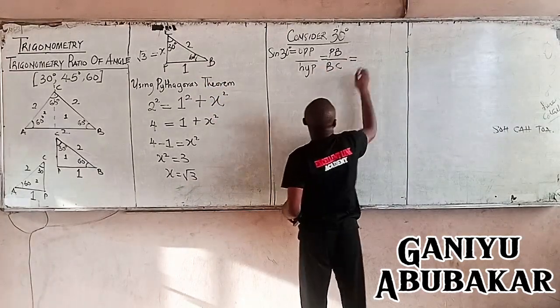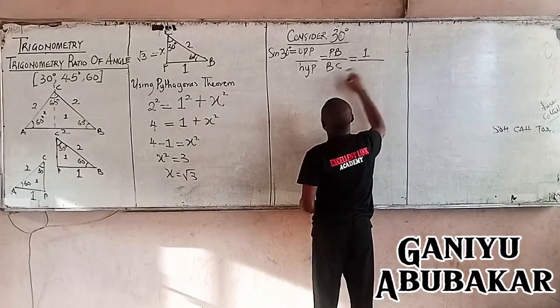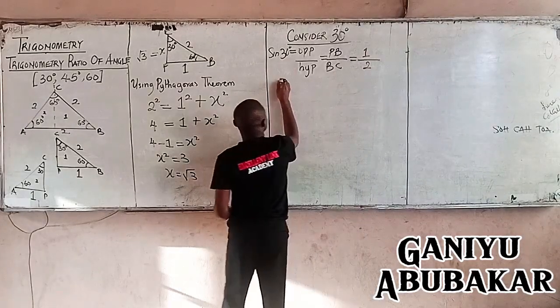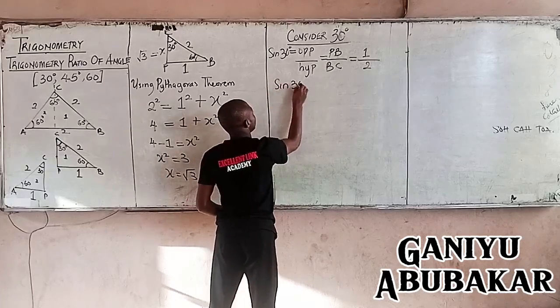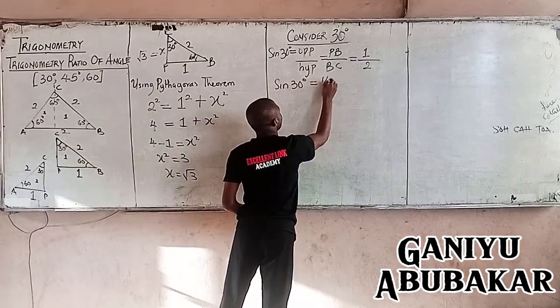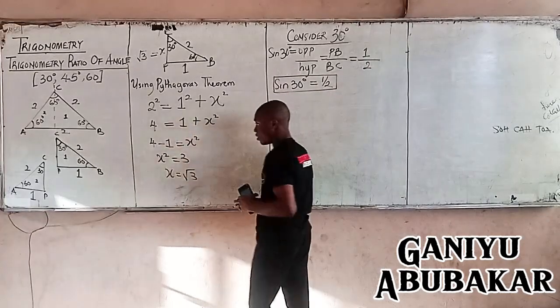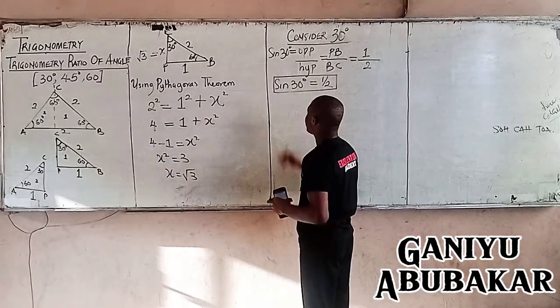What's the value for PB? That's 1, all over BC, which is 2. So it means that sine 30 degrees is equal to 1 over 2. Note this, very important. Alright, this is for sine.